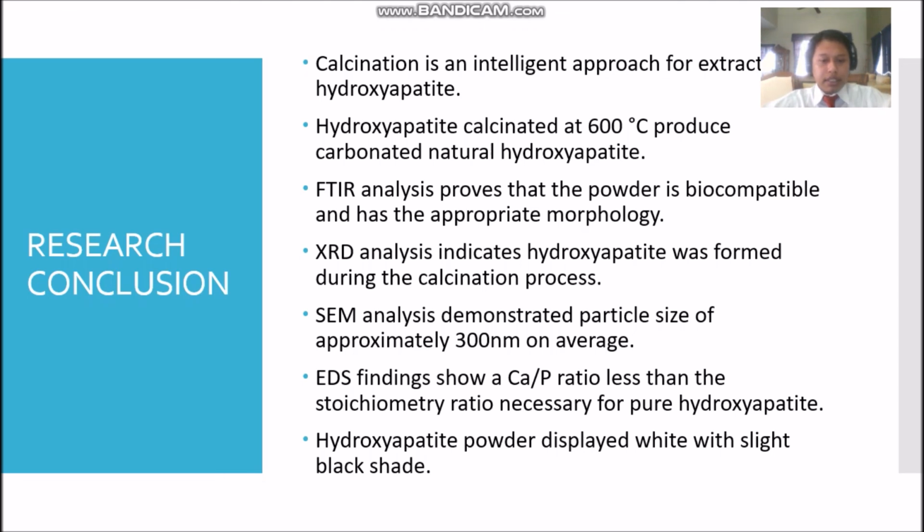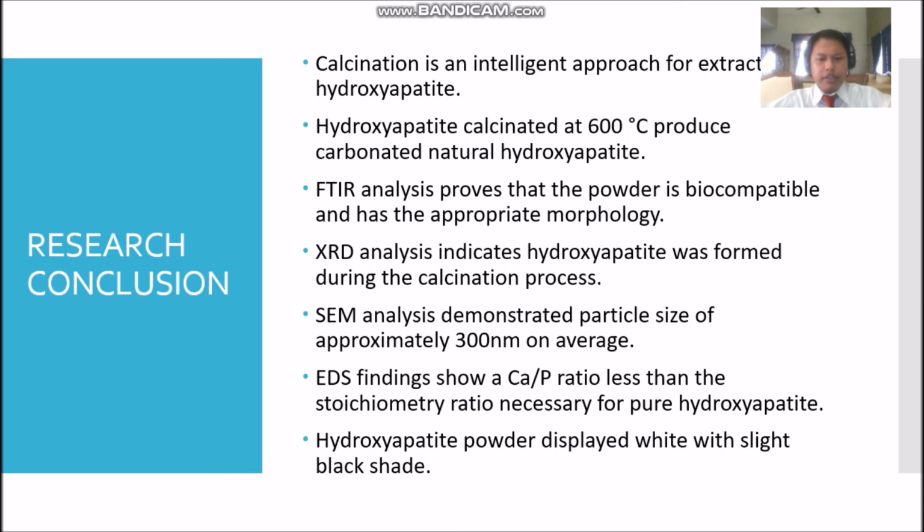Based on the results, it can be concluded that hydroxyapatite extracted from waste sardine fish bone exhibits great potential for use in biomedical applications, particularly in tissue engineering. This is because the calcination process is an intelligent approach of extracting hydroxyapatite due to being low cost, simple, and having a satisfactory degree of biocompatibility. Based on this research finding, it can be concluded that deriving hydroxyapatite at 600 degrees Celsius from waste fish bone resulted in the production of carbonated natural hydroxyapatite, which is desirable for a variety of biomedical applications. Apart from that, functional groups proved that the powder is biocompatible and has the appropriate morphology.